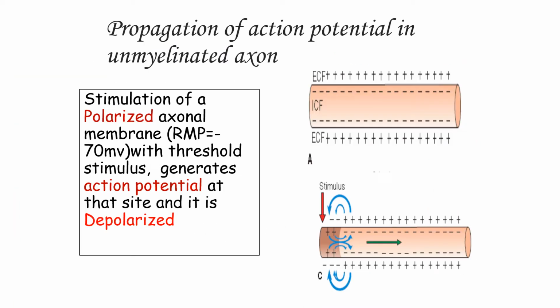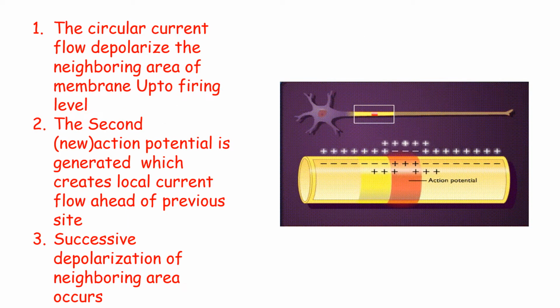So let us first talk about the propagation of action potential in an unmyelinated axon that does not have any myelin sheath. Whenever there is stimulation by a threshold stimulus, it results in the generation of an action potential, and the nerve site is depolarized. As we can see here, it is more positive on the inside of the membrane as compared to the outside, a state of depolarization. Now what happens?